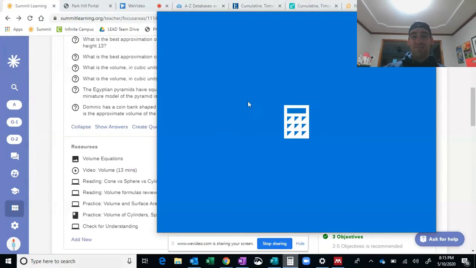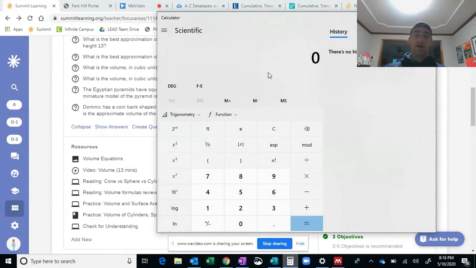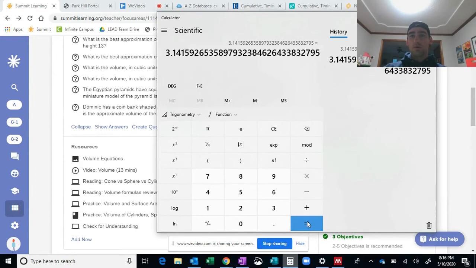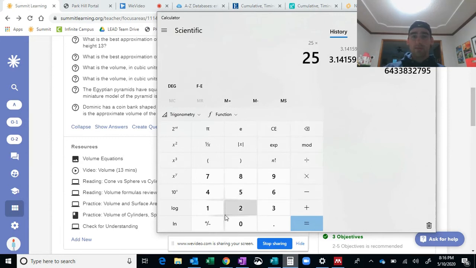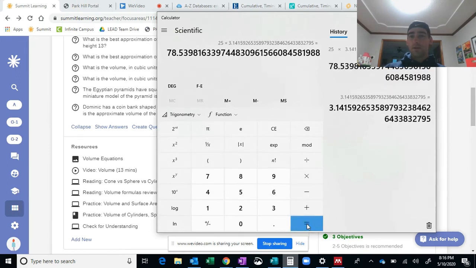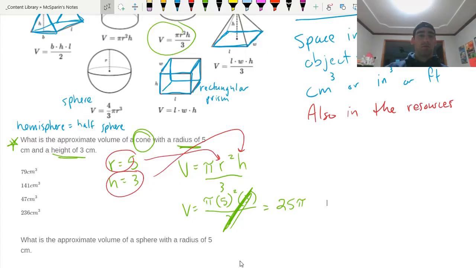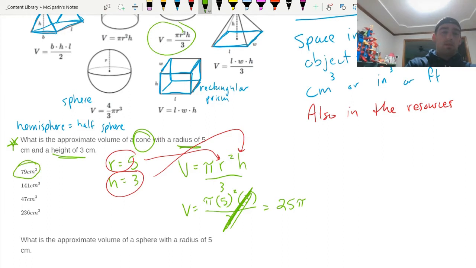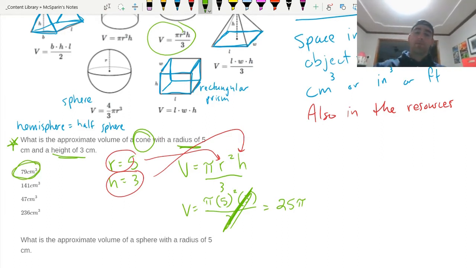So, come on, I didn't have the calculator open. Wait on it. So let's do 25, where's my pi, equals, wait, no. Let's do 25 times pi, I suppose. Let's do that. 25 times pi equals, there it is, 78.53, which means it's about that.